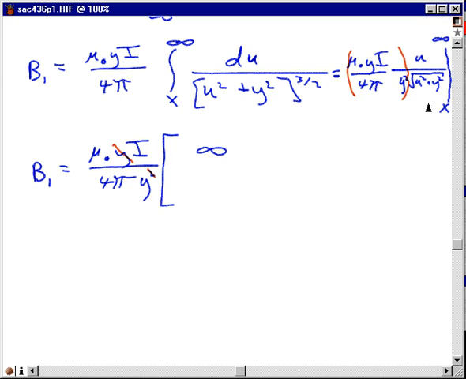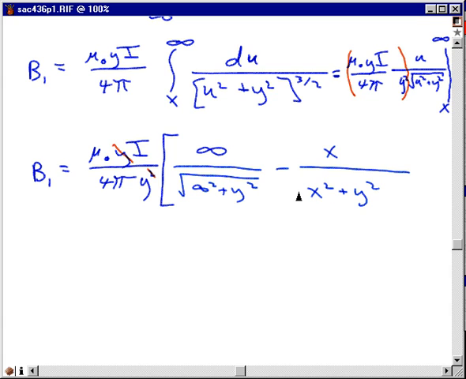All that part's a constant, so I'll just multiply it. And then I'm evaluating this piece from x to infinity. And I got part of that written already. Infinity up top divided by infinity squared plus y squared, and then minus the same expression evaluated at x. So x squared plus y squared.